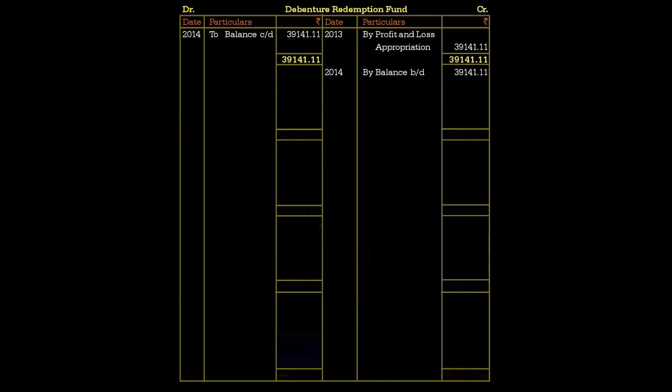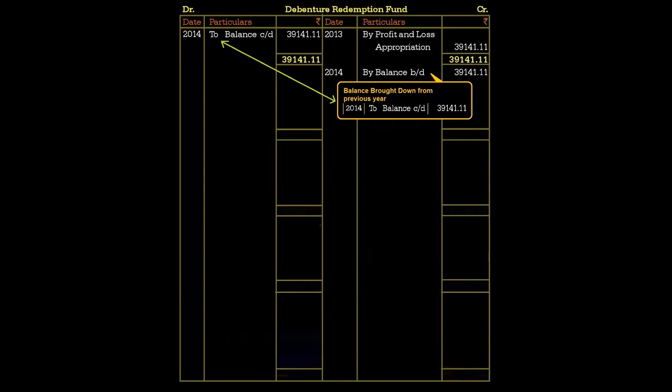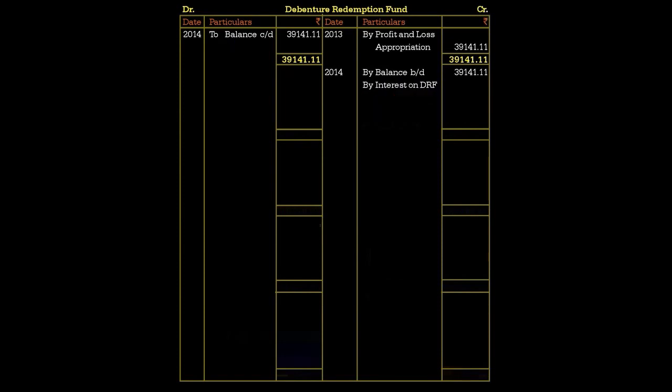Next year, that is the second year, by balance brought down, the same amount. If you find it difficult to write the date, you can write first year, second year, third year. That is also okay. You need not write 13, 14. So the second year, by balance brought down, the same amount, 39,141.11. After that, for the first year's investment, what we invested in the first year, we are getting interest. So interest on debenture redemption fund. For the installment we have invested, we are getting interest for 1 year.